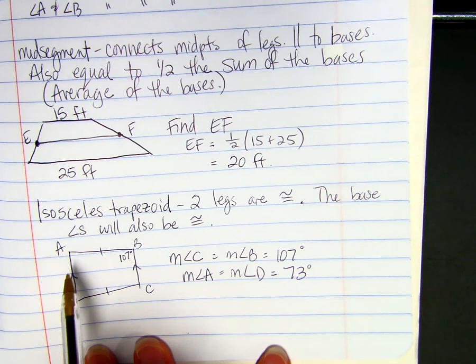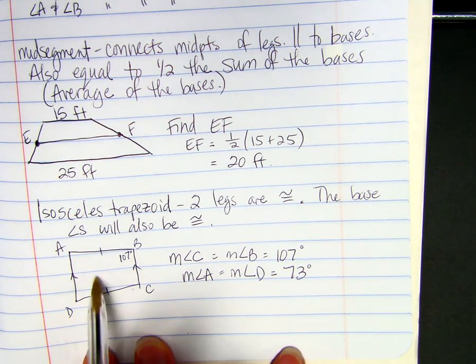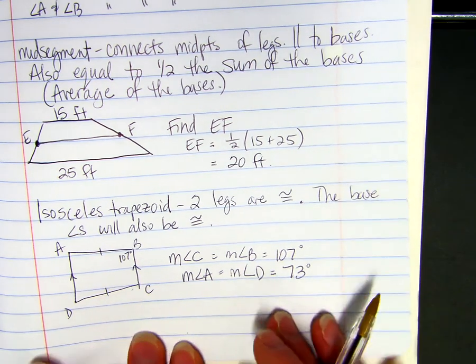And if you want to see that, if you remember all quadrilaterals, their angles add to 360. So you could take away double 107 and then half the answer you get. But it's easier, I think, just to do 180 minus 107.